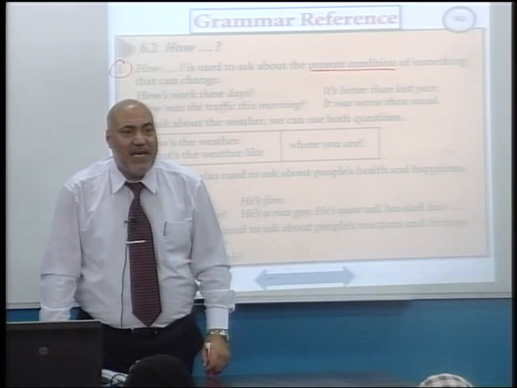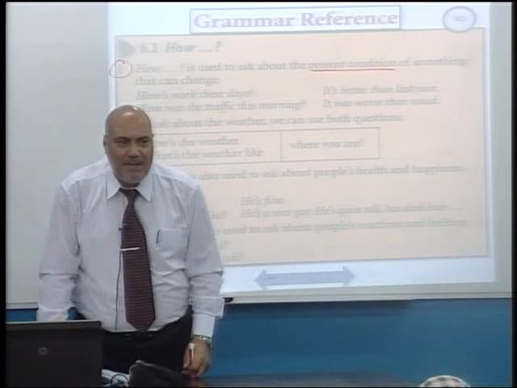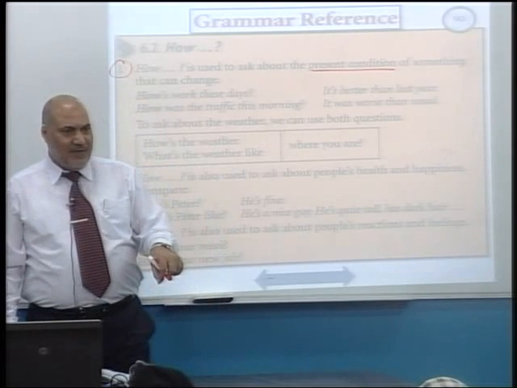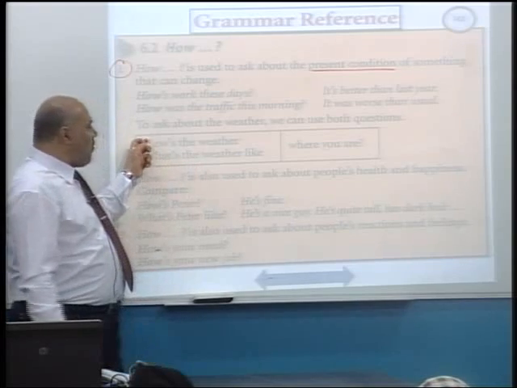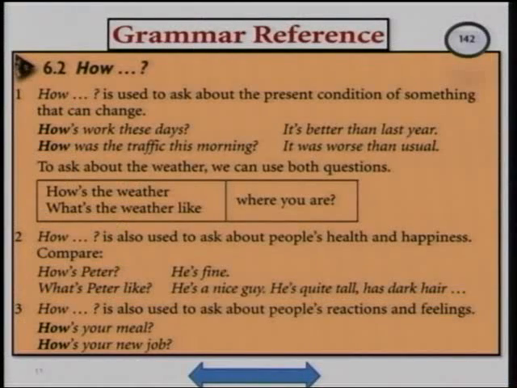Why? Because I'm speaking generally. When I'm speaking generally, I use what like. When I'm speaking just now, how. So here, both of them are correct. Number two, how is also used to ask about people's health and happiness. Health and happiness, we use how also. How is she? How are you? How is Peter? He's fine.